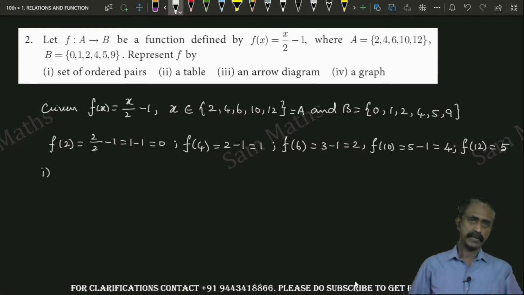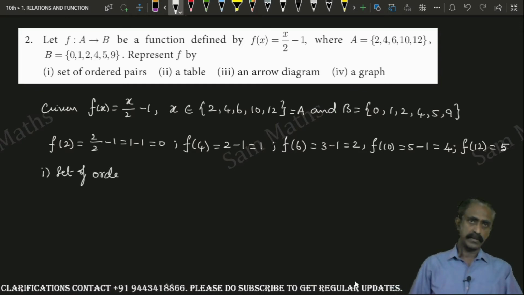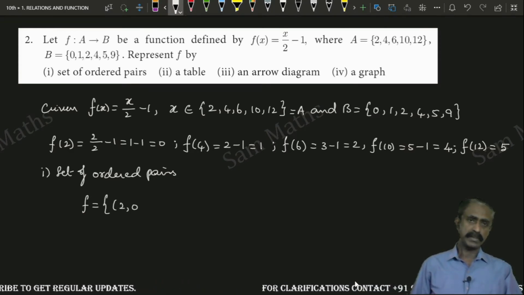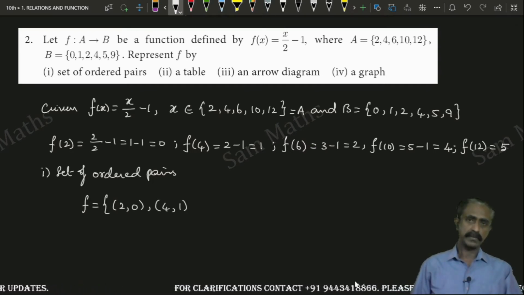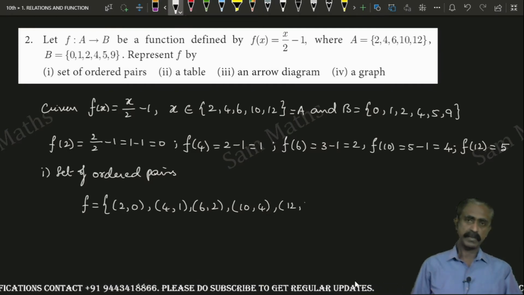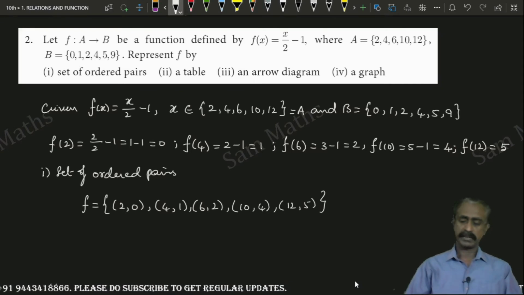First one, set of ordered pairs. Here f is equal to the set {(2, 0), (4, 1), (6, 2), (10, 4), (12, 5)}. This is the required set of ordered pairs.